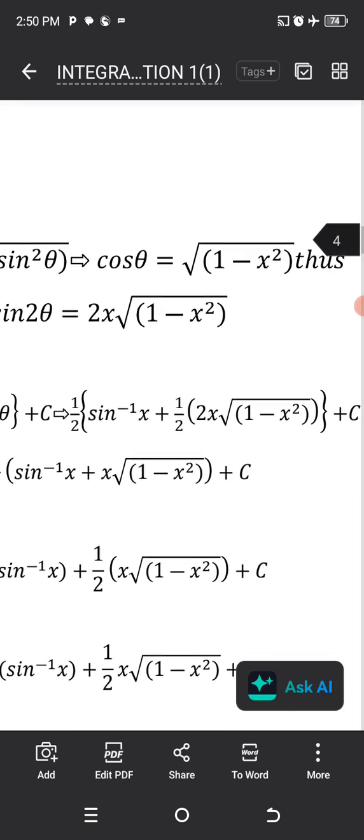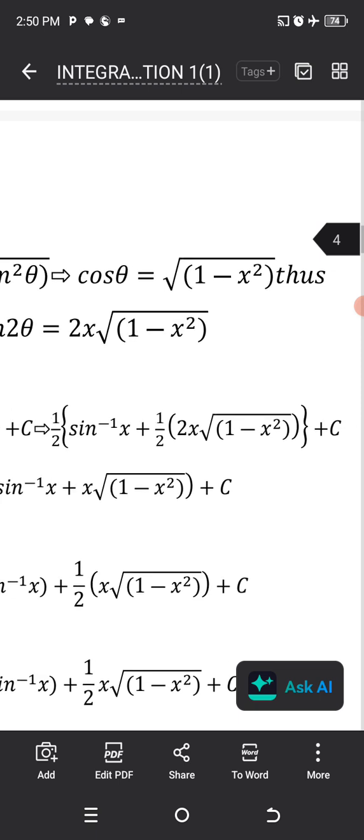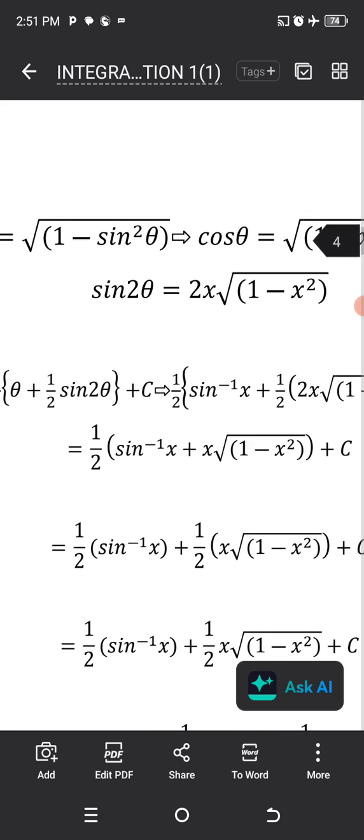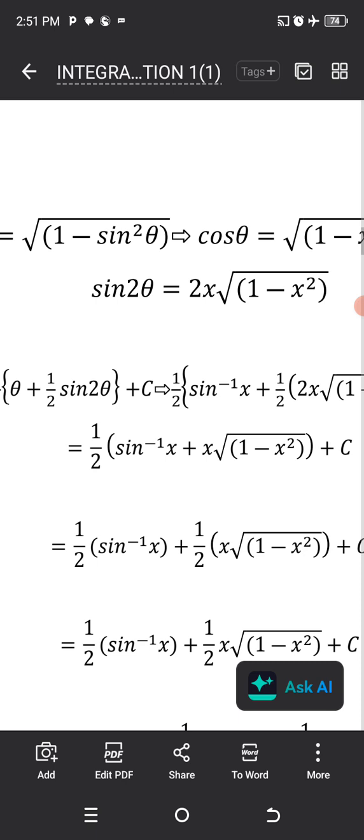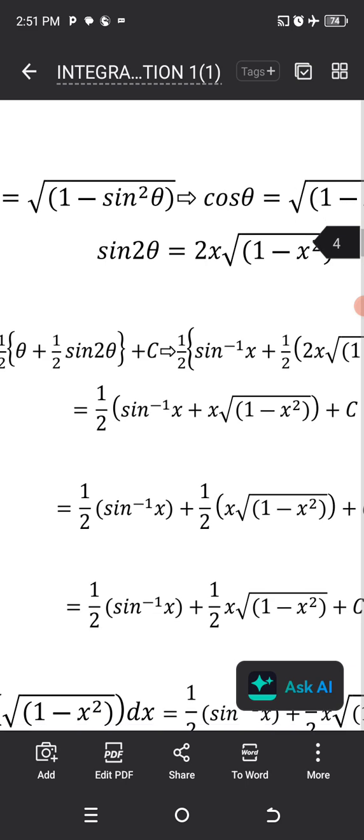Now replacing sin squared theta, because x is equal to sin theta, cos theta is now the square root of 1 minus x squared, because x squared is sin squared theta. So sin 2 theta is equal to 2x times the square root of 1 minus x squared. Recall that x is sin theta, and sin 2 theta is 2 sin theta cos theta. So that's why you have 2x square root of 1 minus x squared.